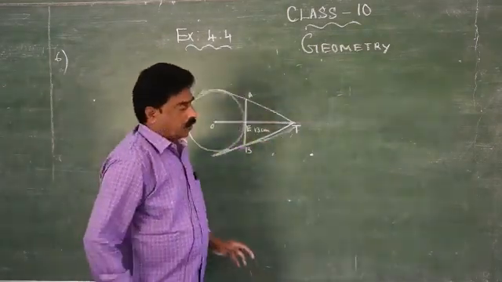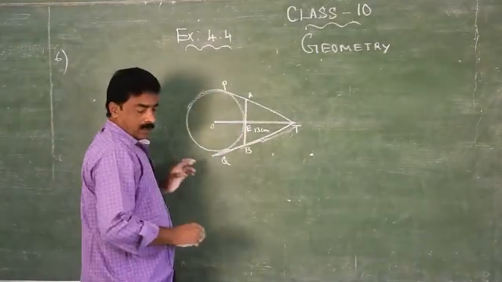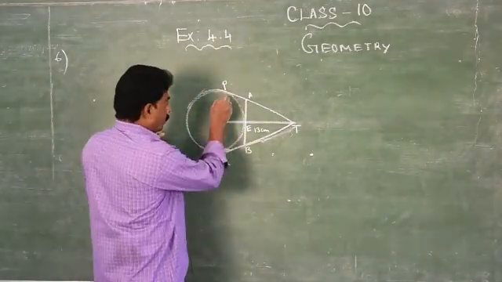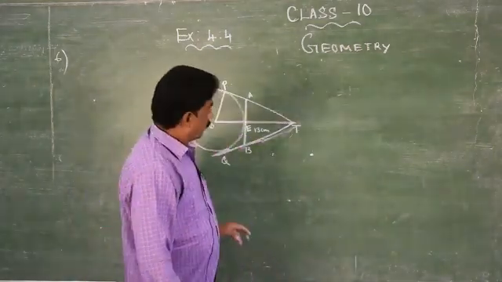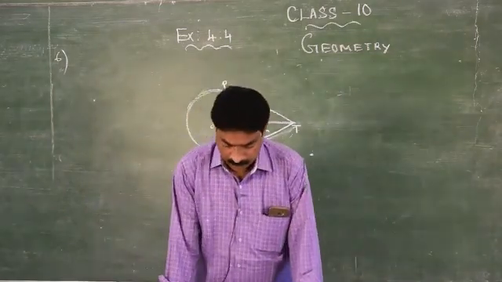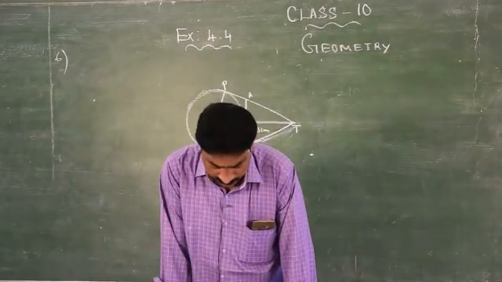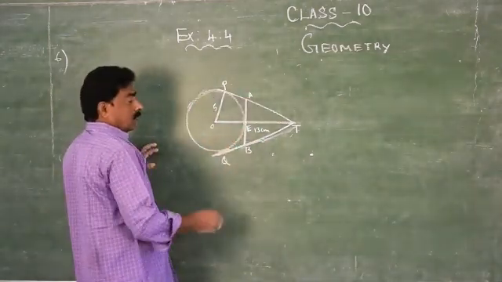TP and TQ are tangents given, and OP is 5. These are the things given in the diagram. Now what is the question? You have to find the length of AB.